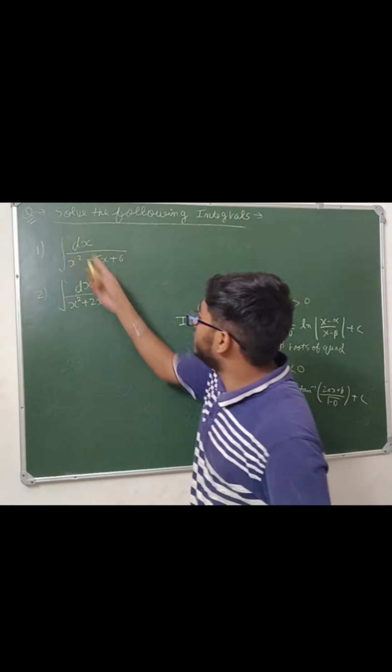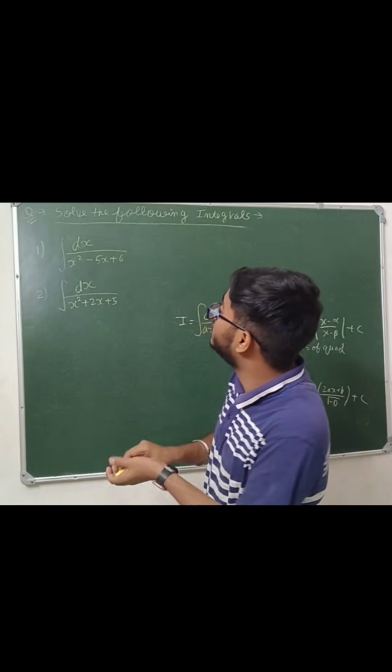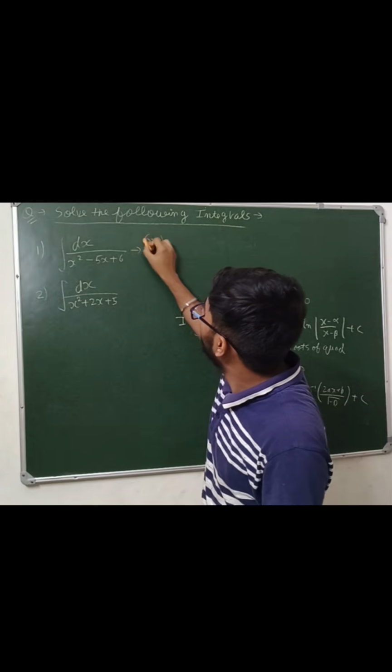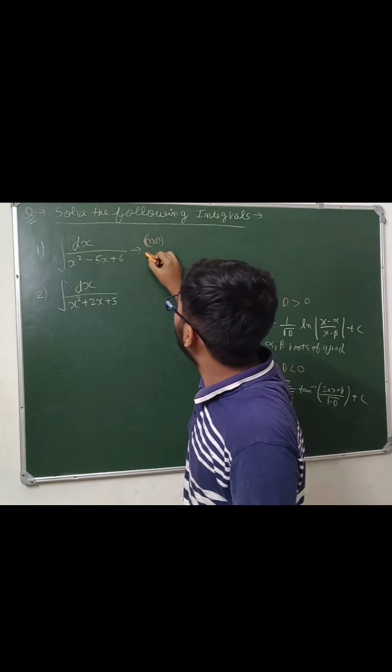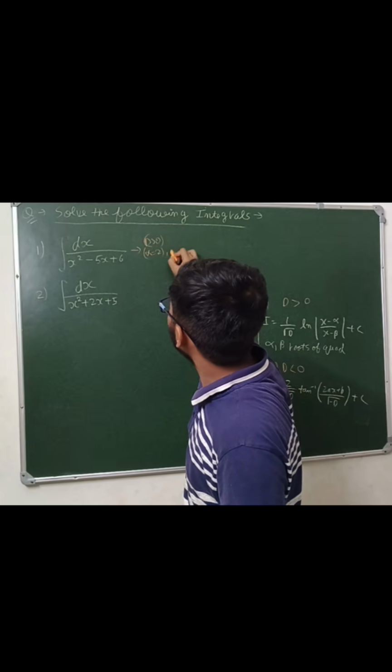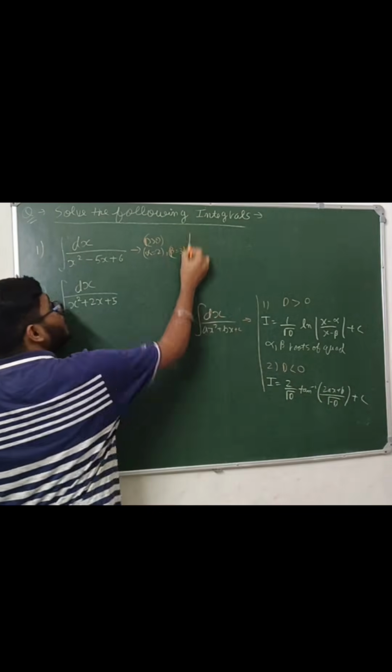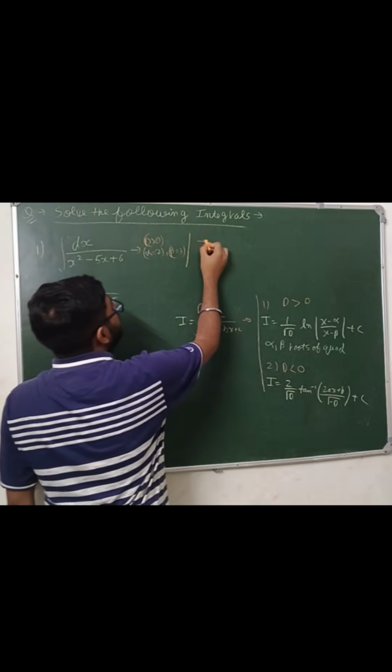Let me give an example. These two integrals, okay, you can do it in seconds. See, for the first one, if you see here, discriminant is greater than 0. Okay, if you take out the roots of these two equations, so alpha is coming out to be 2 and beta is coming out to be 3. Clear?